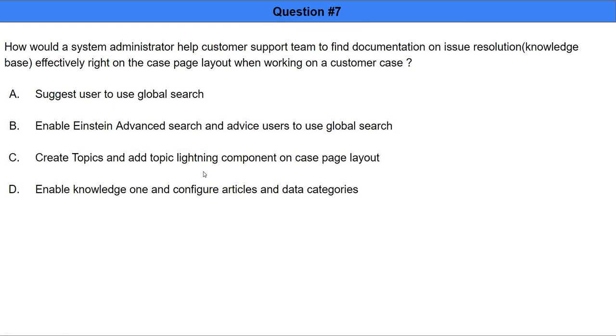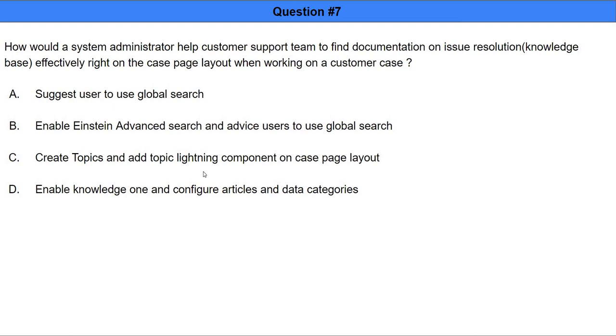Question number 7. How would a system administrator help the customer support team to find documentation on issue resolution, effectively right on the case page layout when working on a user case? There are four options. Suggest the user to use global search, or enable advanced Einstein search, and again, use the global search, or create topics and use the topics lightning component to see the related documentation. And the last one is enable Knowledge One and configure articles and data categories.